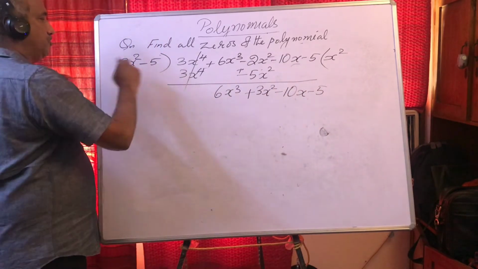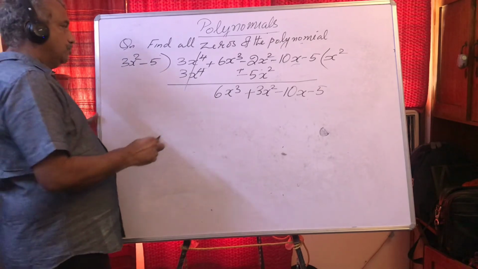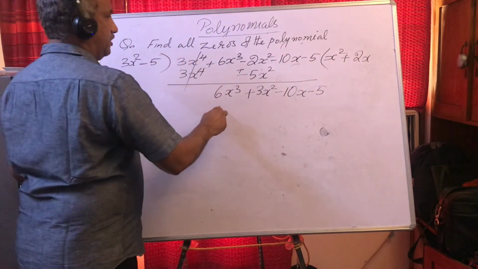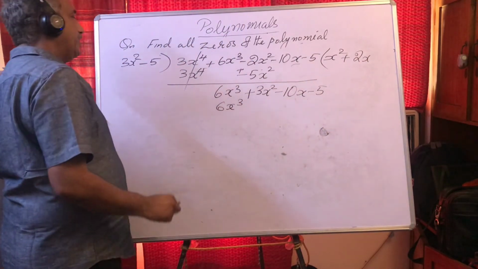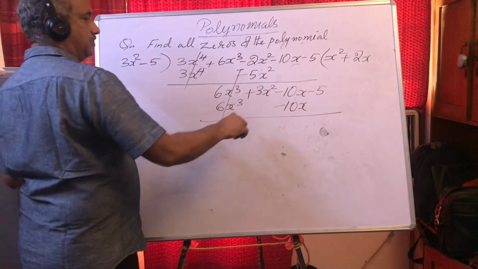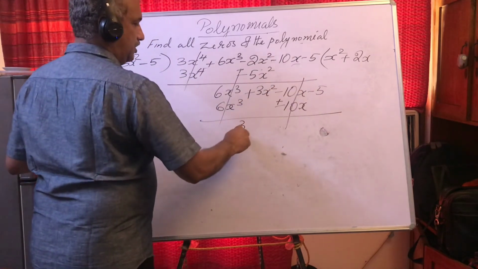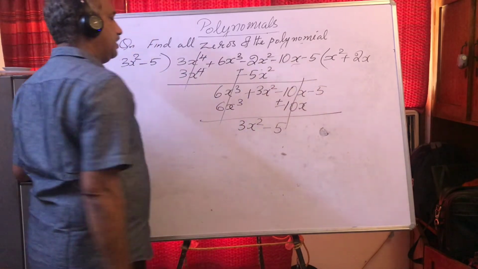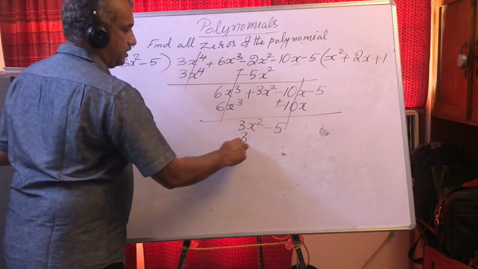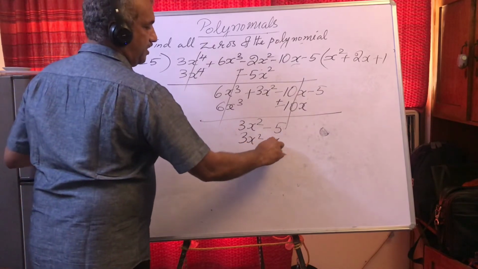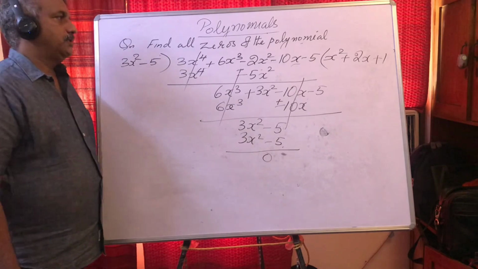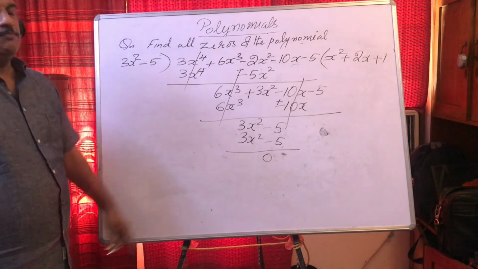Divide again, 6x cube upon 3x square, plus 2x. 2x into 3x square is 6x cube, 2x into minus 5 is minus 10x. Cancelled. So 3x square minus 5. 3x square upon 3x square is plus 1. 1 into 3x square, 1 into minus 5, remainder 0. So automatically we are getting quotient x square plus 2x plus 1 and remainder 0.